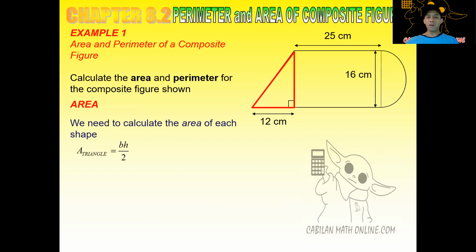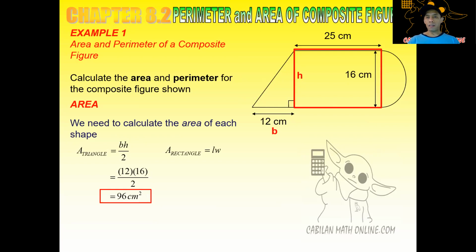And the height here, believe it or not, is actually the same thing as the diameter of this circle. So what we would have is 12 times 16 for the top part. We're going to multiply those two numbers and then divide by 2, and that gives us 96 square centimeters. So that's going to be the triangle. Next one is going to be the rectangle, which most of you probably know already as length times width. What we have here is a length of 25 and a width of 16. And that's going to give us 400 square centimeters.